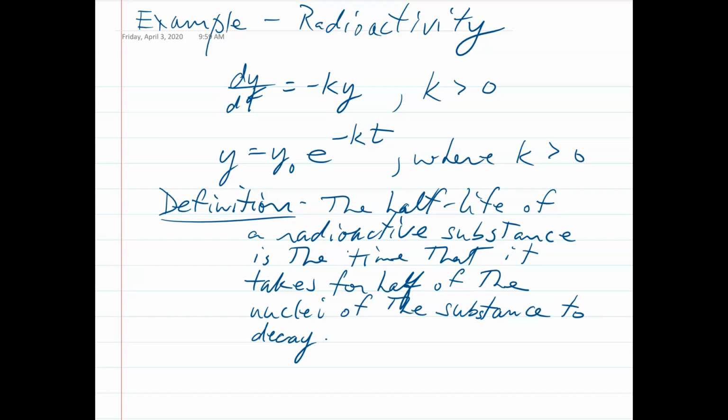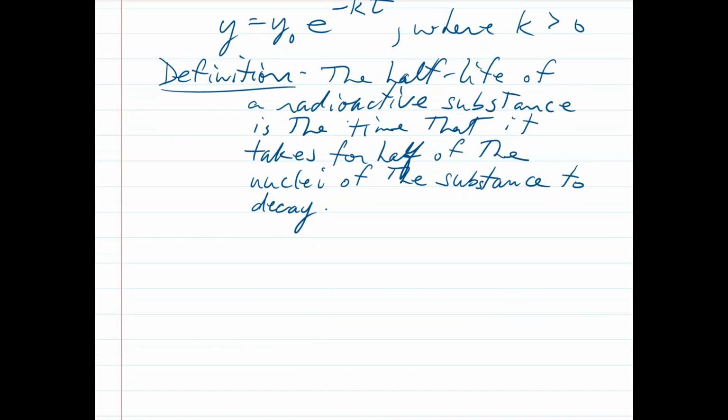You could start with 10 grams, and if it took, say, 10 days for that to turn into 5 grams of that radioactive substance, the half-life... Did I say 5 days or 10? If it took 5 days, so let's go back to 10. If it took 10 days, then 10 days would be the half-life. So we'd go from 10 grams to 5 grams in 10 days. Now I see why I got confused there. Sorry about that.